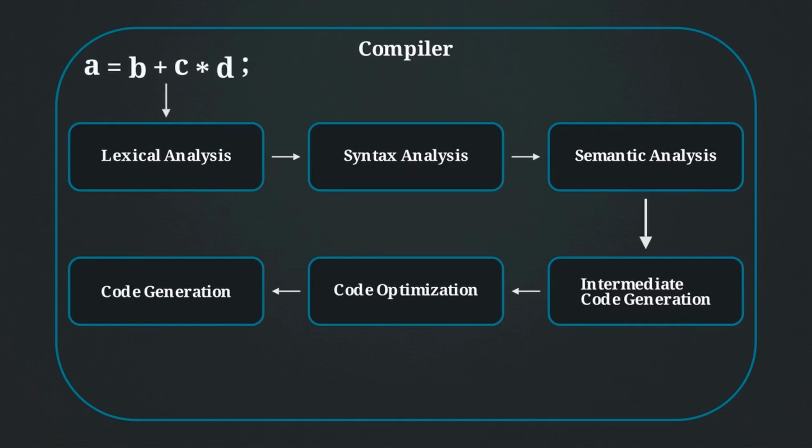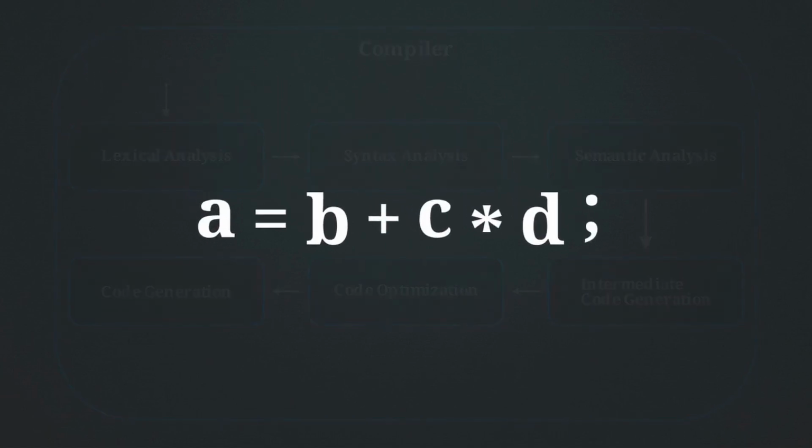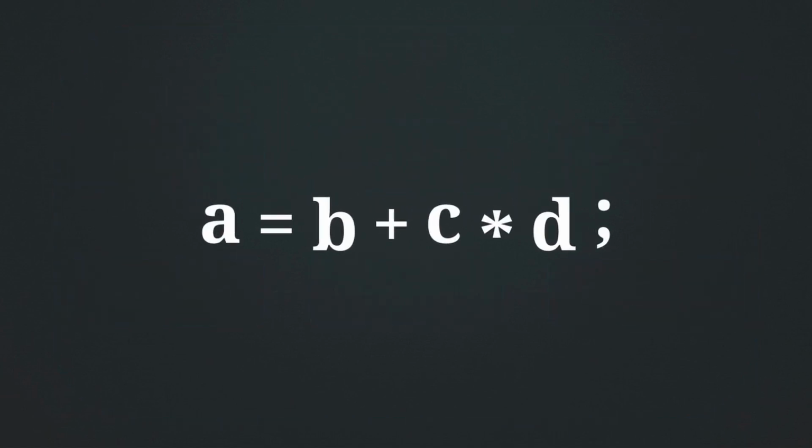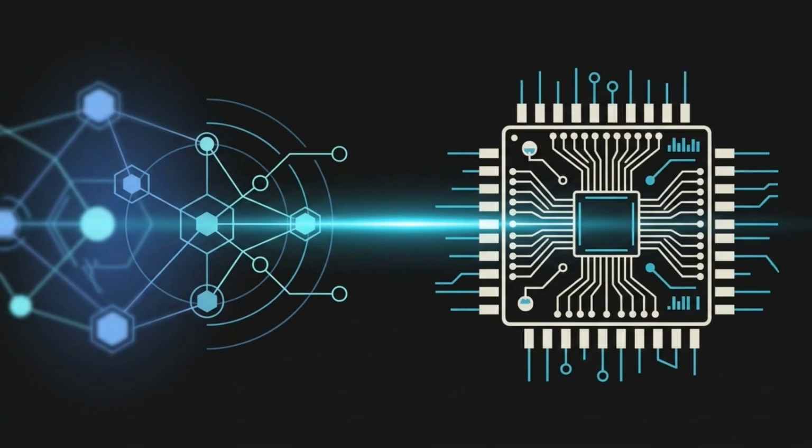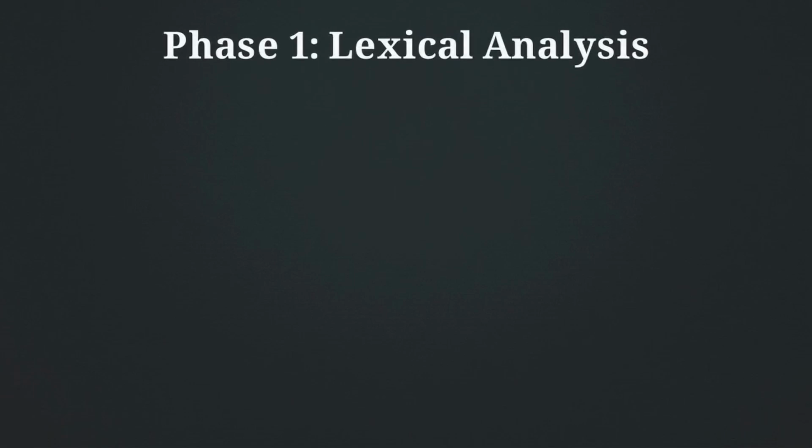To do that, we will feed the compiler a single statement: A equals B plus C times D. Every phase of the compiler will process and mutate this exact line of code differently. Tracking one isolated statement through the entire system is the best way to understand how abstract human logic turns into physical machine actions. Phase 1 is lexical analysis.